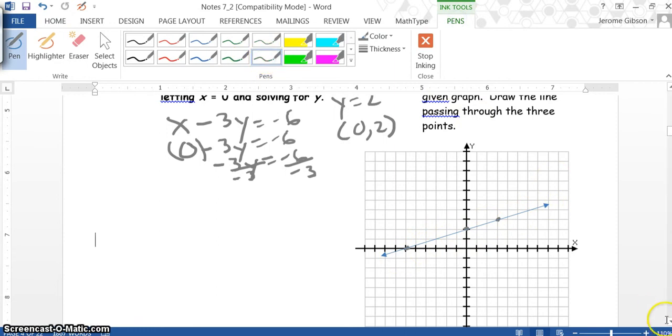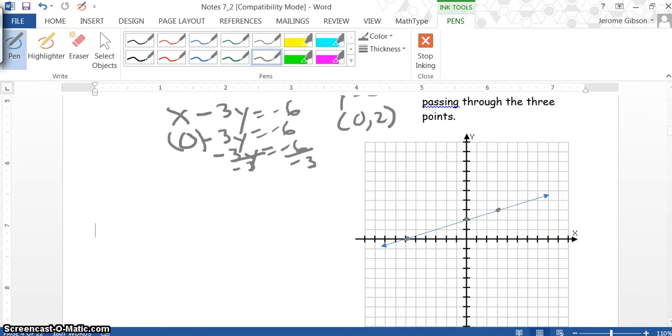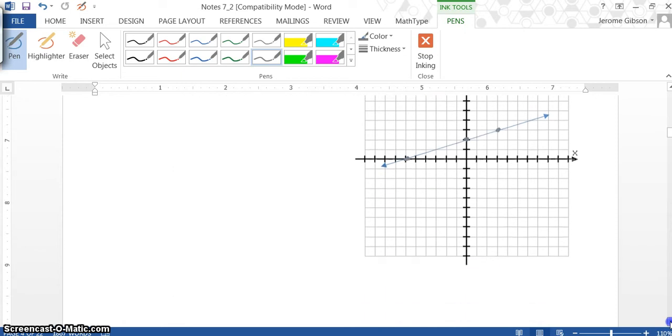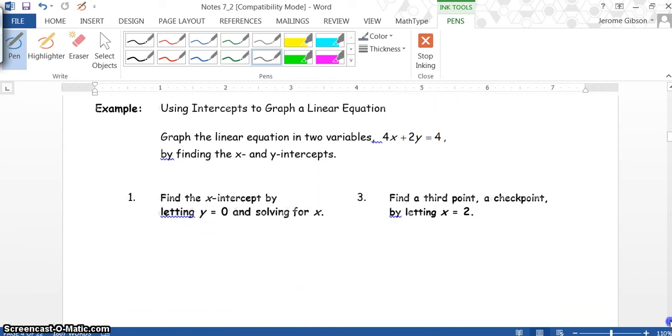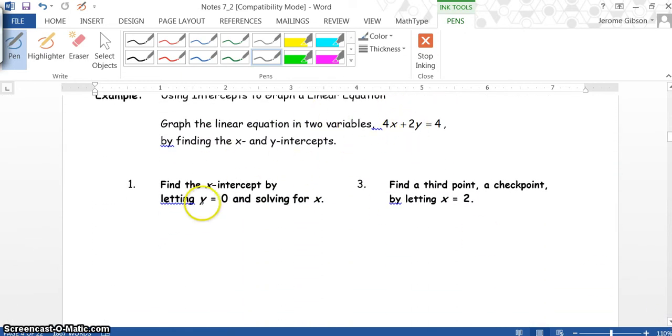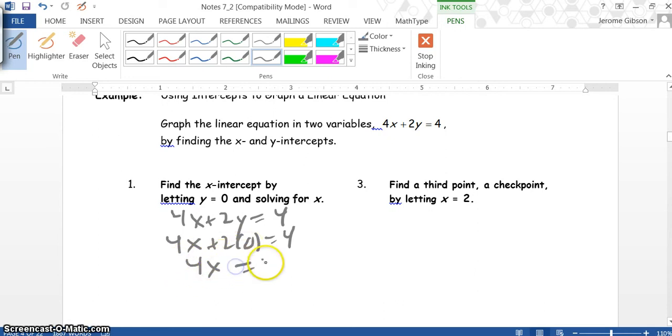Okay, so now we need to scroll to the next problem. Now it's basically the same directions as before, but we have a new equation. We have 4x plus 2y equals 4. And we'll substitute in 0 for y to find our x-intercept. So we will have 4x because 2 times 0 is 0, and 4x plus 0 is 4x equals 4. We'll divide each side by 4, and x is 1. So our ordered pair would be 1, 0.